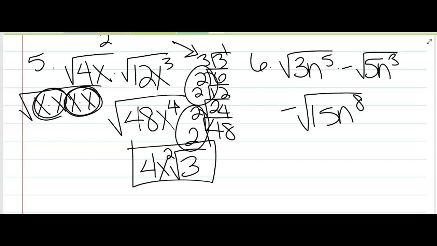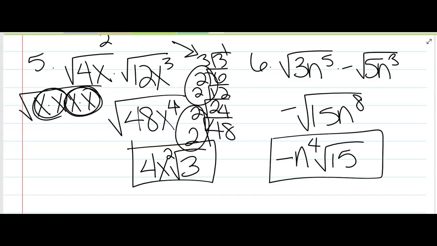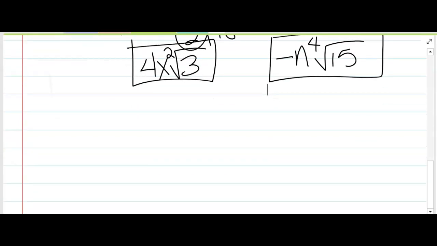Now, if you were to look at 15, and whether you're thinking of perfect square factors that may go into 15, or if you were to try to cake 15, you're not going to get anywhere. 15 cannot be broken down if it's underneath the radical. So what happens here is that 15 just stays underneath the radical. But that n to the 8th, think about writing 8 n's and how many pairs you would be able to make. So pairs out of 8, you would be able to make 4 pairs. So we're going to have an n to the 4th on the outside of the radical. So negative n to the 4th, square root of 15.